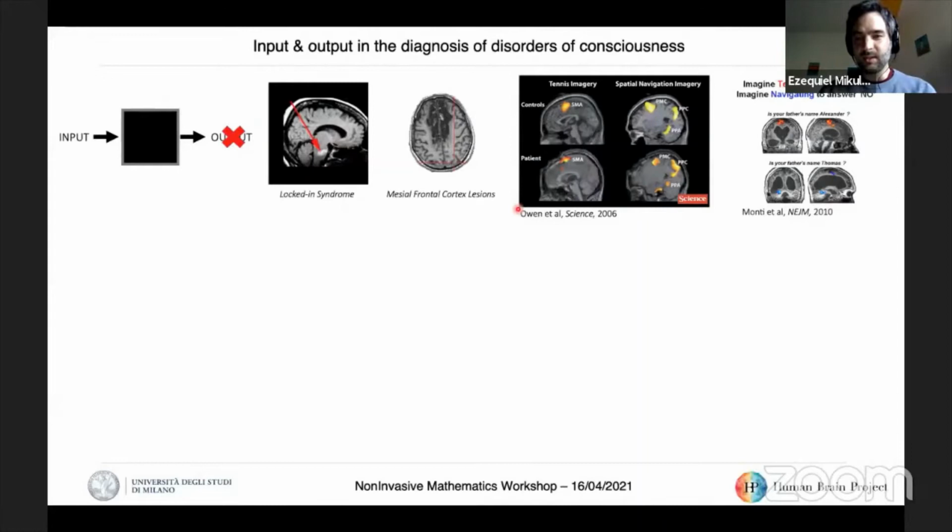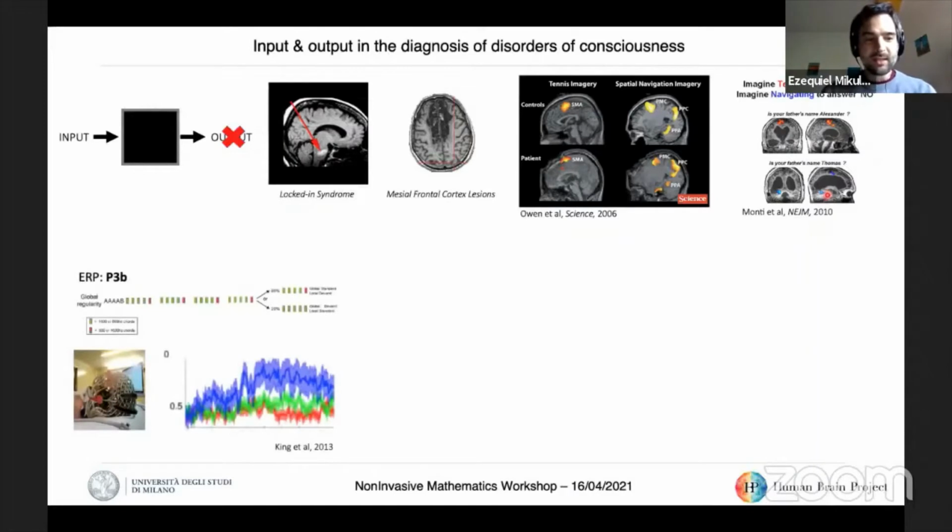In some subjects, this might work. This was done by Martin Monti. In some subjects, this might work, but the sensitivity here was very, very low. This means that 30 patients that were diagnosed as minimally conscious, therefore with some remaining consciousness, failed to complete the task, probably due to the complexity of performing such a task for a patient.